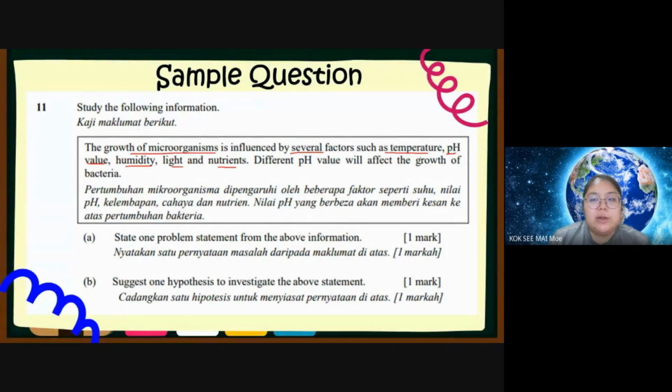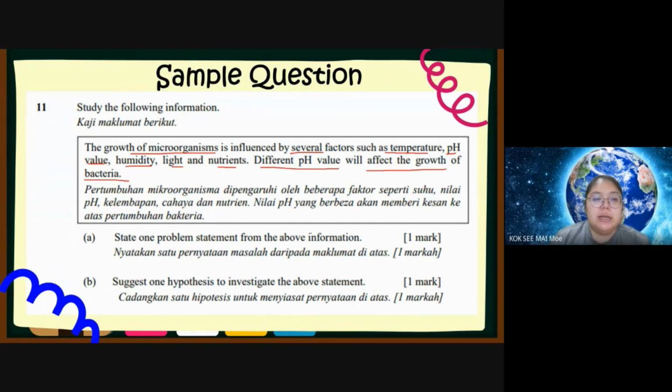Okay, so from here, they don't want to talk about the others. They want to focus on pH only. They say different pH values will affect the growth of the bacteria. So that means temperature, humidity, light, nutrients, they also don't want to touch. What is important is the last sentence: different pH values will affect the growth of the bacteria.